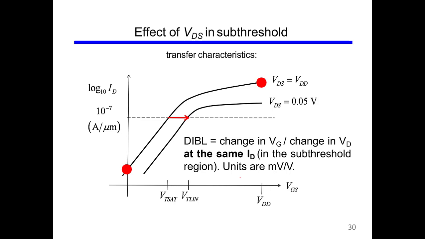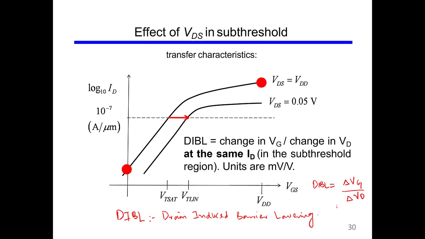Then we have another effect. First, let me explain what DIBL means. DIBL means drain induced barrier lowering. The definition is that DIBL is the change in gate voltage per change in drain voltage. The condition is that this should be measured at the same ID, which is fixed.